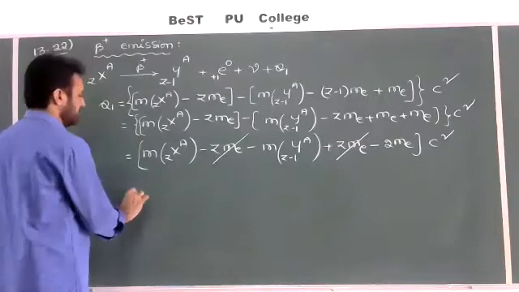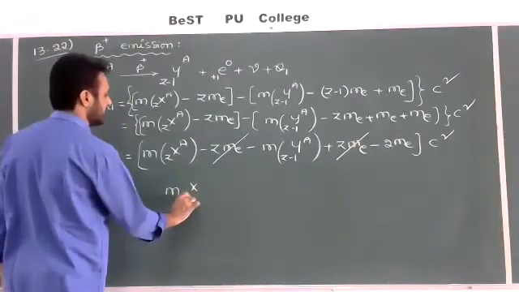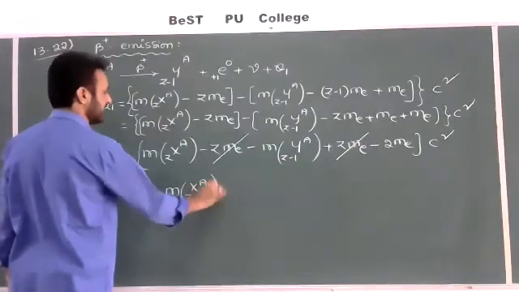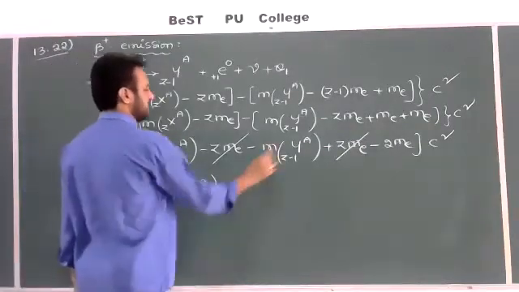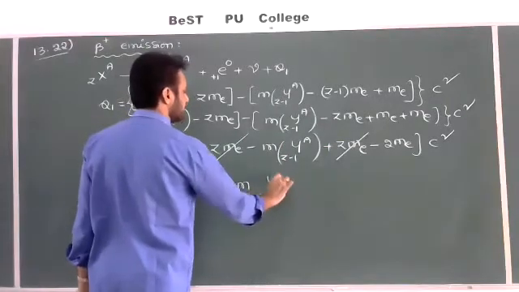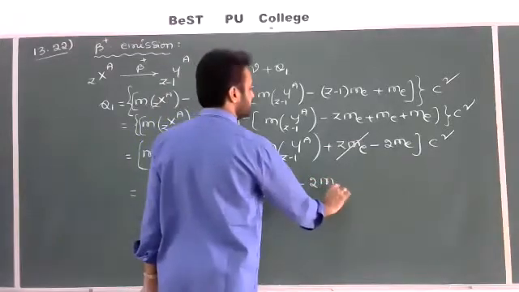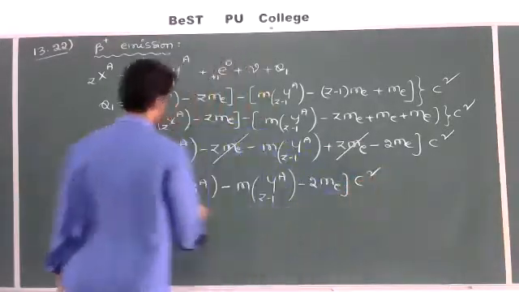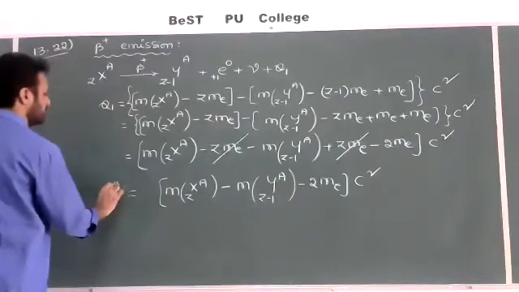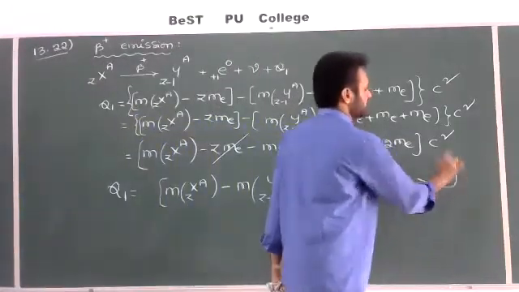Therefore, remaining mass of the parent element or mass of the reactant, M of XZA, minus mass of the product, M of Y Z minus 1 A, minus 2Me into c square. It is Q1. Write this one as equation 1.